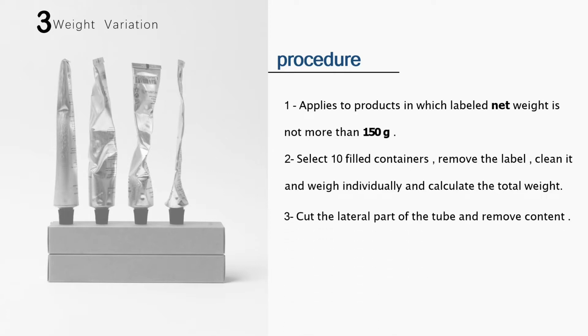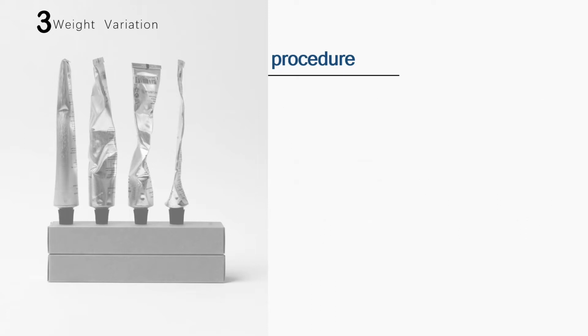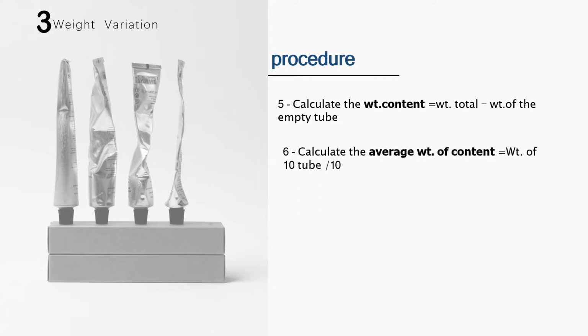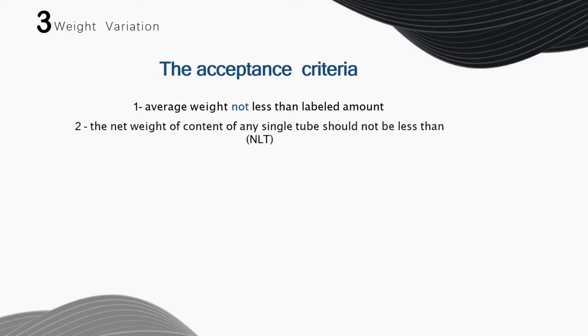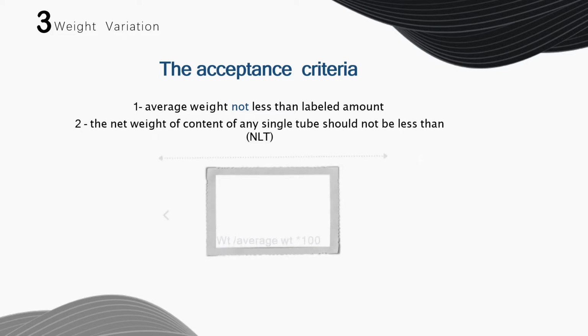Cut the lateral part of the tube and remove the content. Clean the tube and dry it. Weigh the empty tube. Calculate the weight of content, equal to the total weight minus the weight of the empty tube. Calculate the average weight of content, equal to the weight of the 10 tubes divided by 10. The acceptance criteria: average weight not less than the labeled amount. The net weight of content of any single tube should not be less than the limit.